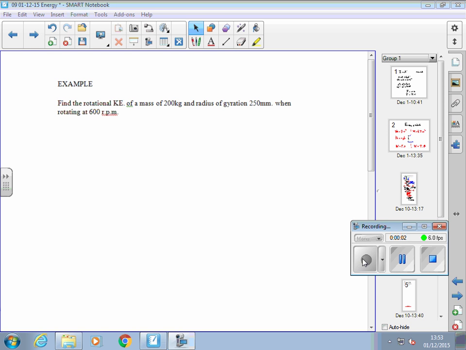So in this example, write down what you're given, extract the information from the question, and then give them the appropriate symbol and check you've got the units consistent. So if you just pause and then do that, and then we'll have a look at it.